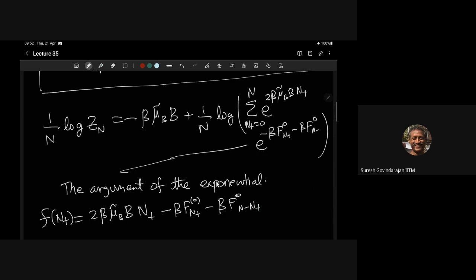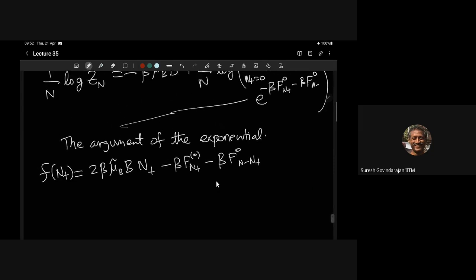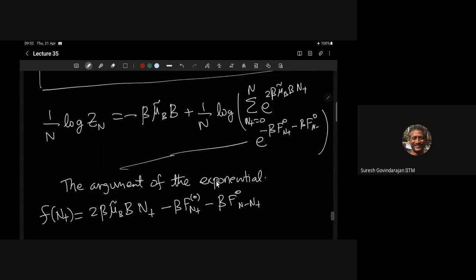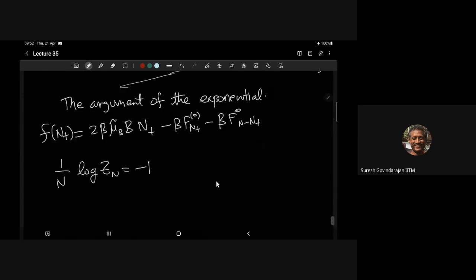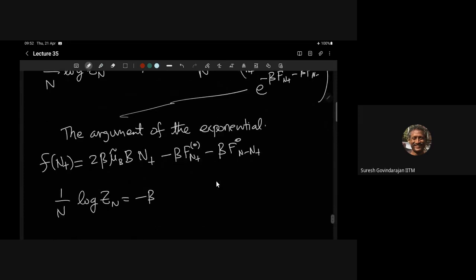Okay, because we are summing over n plus. Okay, so we want to ask, okay, so it's e power f. That's what we have, f of n plus. So now what we have is 1 by n with this complicated definition, log of Zn just becomes this first term minus beta, okay.